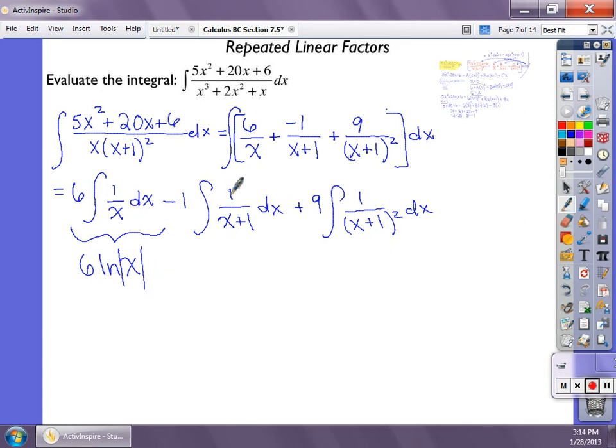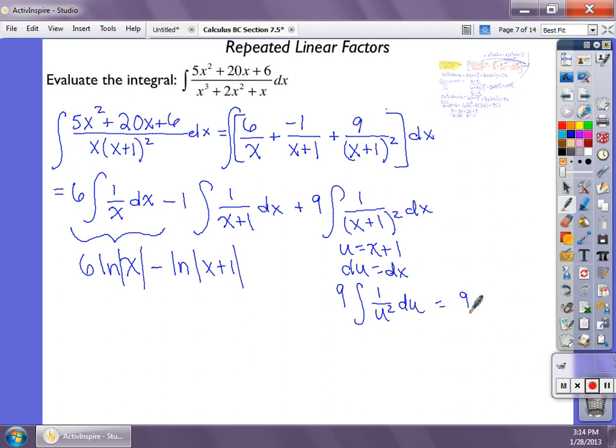Here, we're going to end up, after a u substitution, with the natural log of x plus 1. So minus the natural log of the absolute value of x plus 1. Here, this is not a natural log because of the square, so I'm just going to let u equal x plus 1. du then is dx. So this is going to get written as 9 times the integral of 1 over u squared du, which is just 9 times the integral of u to the negative second du.